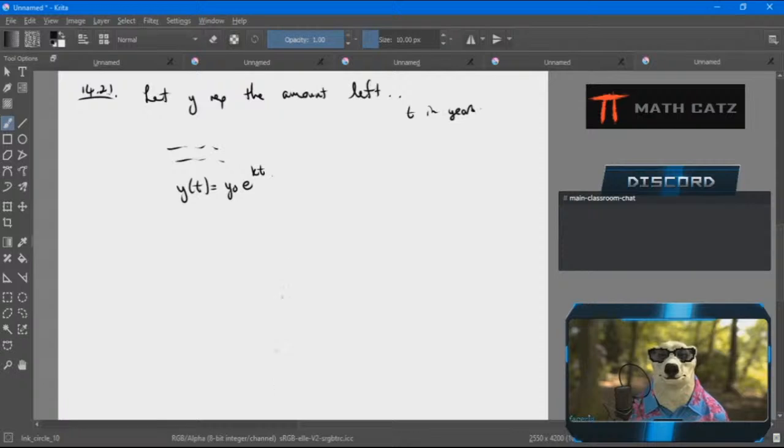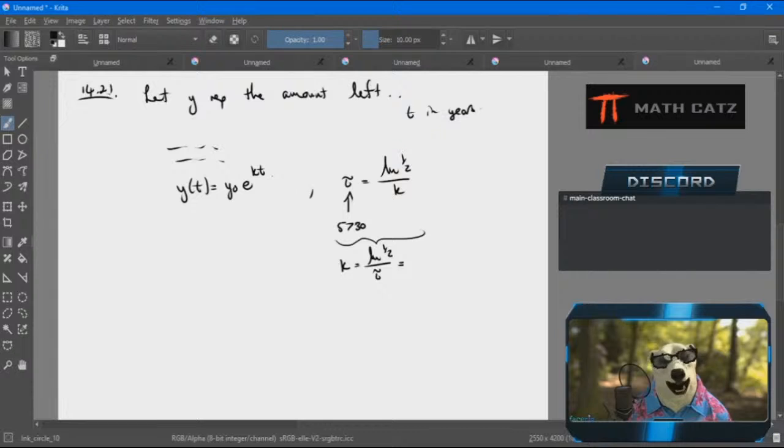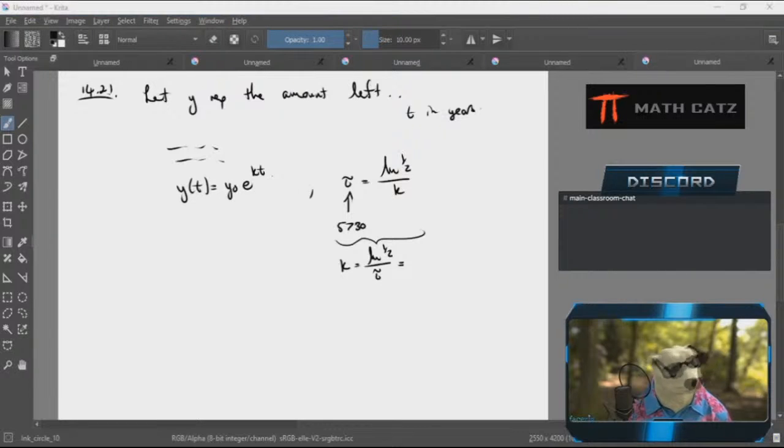Now they give me the half-life in this equation. This is 5730. But then I can always find k from the half-life and the half-life from k. If I have one, I have the other one. So I can very easily find k from this information by just solving for k in the half-life equation. I can easily find the value of k. Let's see what that looks like.